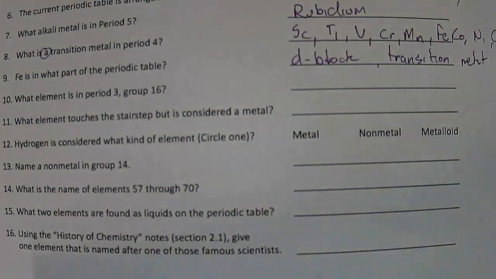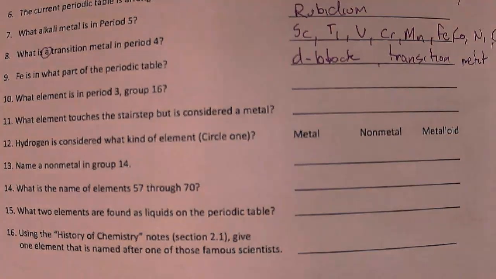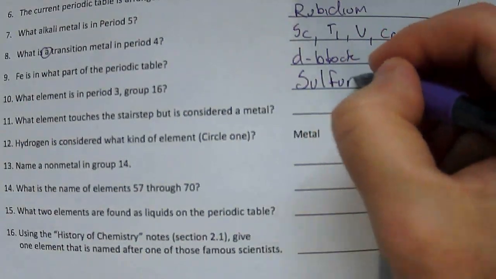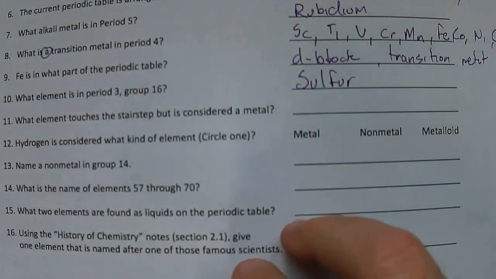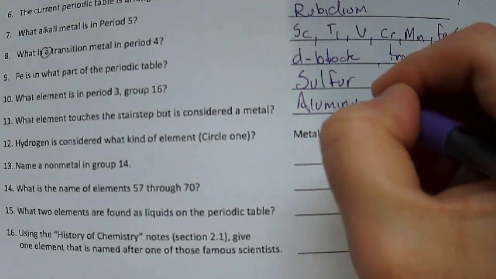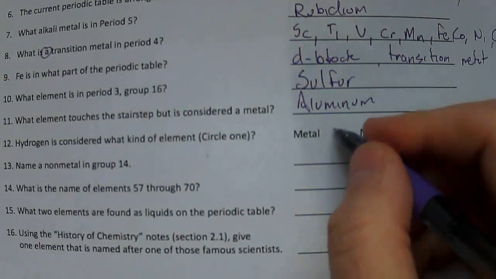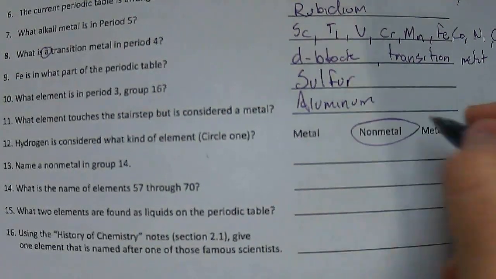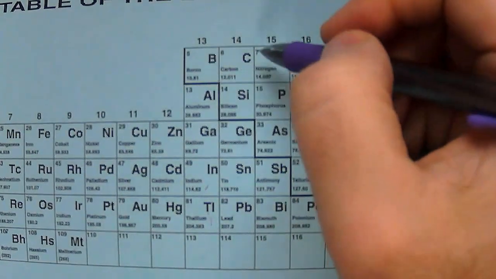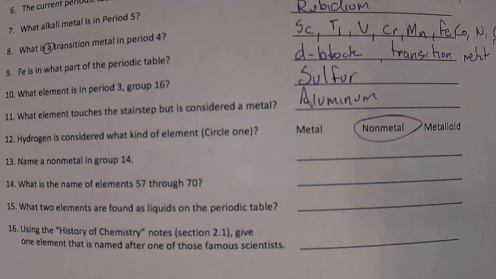Okay, what element is in period 3, group 16? So period 3, group 16 happens to be sulfur. I didn't ask for either the symbol or name specifically, so you can give me either one. What element touches the stair step but is considered a metal? That's aluminum. Hydrogen is considered what kind of element? Hydrogen, even though it's on the metal side, is still a nonmetal. Okay, name a nonmetal in group 14. So group 14 is here. So the only nonmetal in group 14 is carbon.